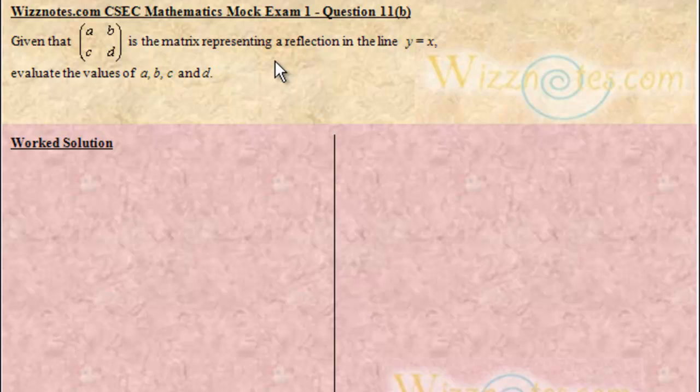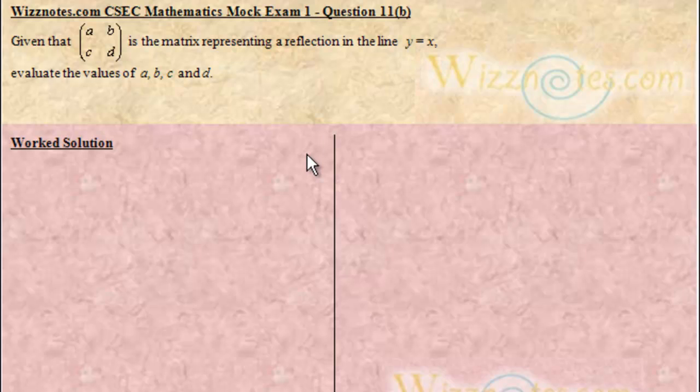Others would be reflection over the y-axis, reflection over the x-axis, reflection over the line y equals minus x. We also are required to know transformation matrices for rotation, like 90-degree clockwise rotation, 90-degree anti-clockwise rotation. We're also required to know the transformation matrix for size transformation of varying scale factors, scale factor half, scale factor 2, what have you. Normally scale factor K. But in this one they're asking us for reflection in the line y equals x.